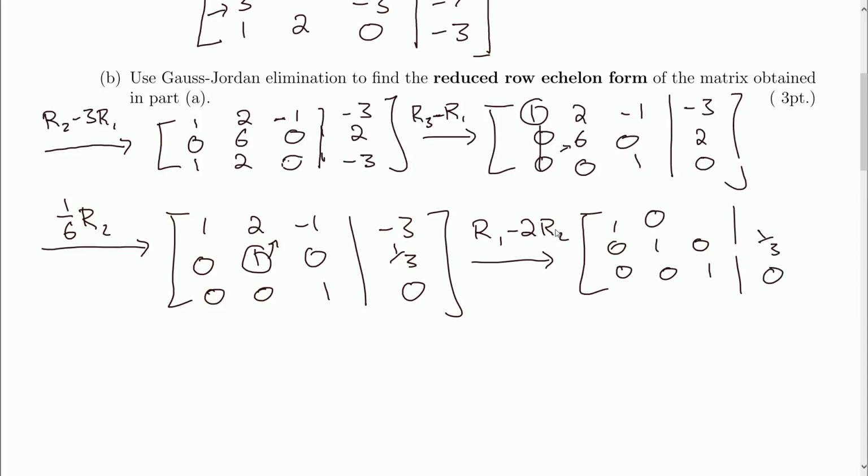Negative 1 minus 2 times 0 is just a negative 1. Negative 3 minus 2 times a third. Okay, negative 3 minus 2/3. Well, that's negative 9/3 minus 2/3, so it should be negative 11/3.